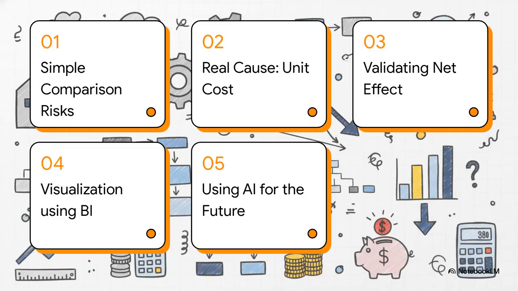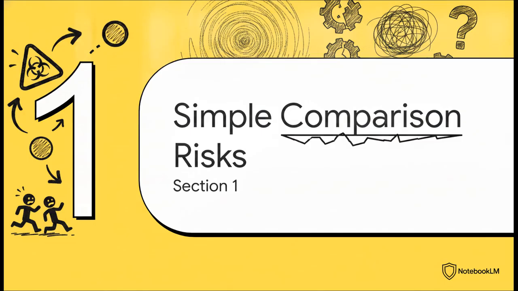To show you why, here's the logical journey we're taking today. First, the danger of simple comparison. Second, finding the real cause with unit cost. Third, validating the net effect. Fourth, visualization using BI. And finally, using AI for the future. Let's hit it. Starting right off with Section 1, the danger of simple comparison.